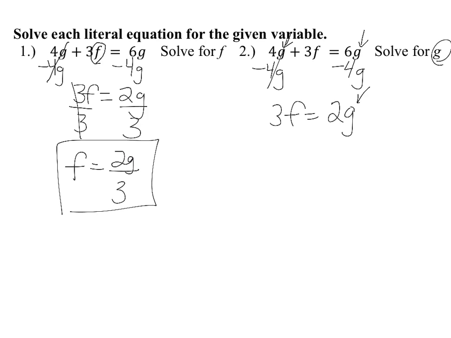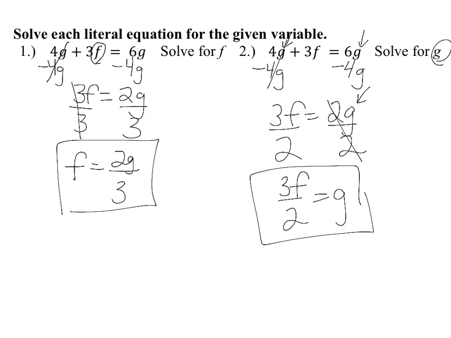We're trying to get that guy alone. Well, that guy is being multiplied by 2. So to undo multiplication by 2, we divide everything by 2. And the 2's cancel out on the right-hand side, and you're left with 3f over 2 is equal to g, which is the same as saying g equals 3f over 2.